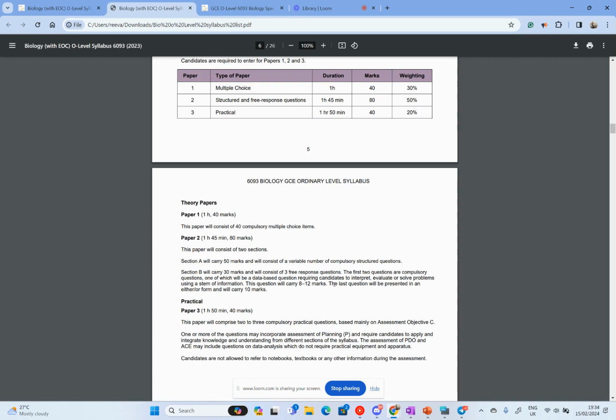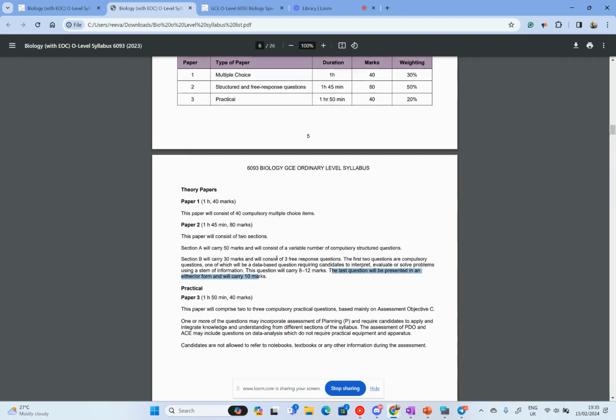And then just take note, the last question will be presented in either-or form and will carry 10 marks, meaning you just do one of them. You don't go do both of them. Don't waste your time. At least don't do that. That's probably the only thing you need to know from this section here.